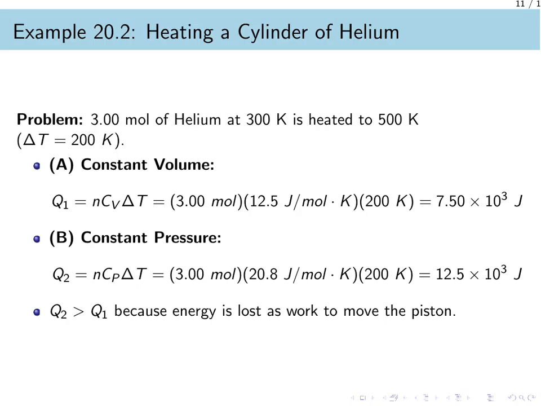Let us look at an example of heating 3 moles of helium from 300 Kelvin to 500 Kelvin, a temperature change of 200 Kelvin. In case A, if we heat the gas at constant volume, the heat required is 3 moles times 12.5 joules per mole Kelvin times 200 Kelvin, which is 7.50 times 10 to the power of 3 joules. In case B, heating at constant pressure requires 3 moles times 20.8 joules per mole Kelvin times 200 Kelvin, totaling 12.5 times 10 to the power of 3 joules.